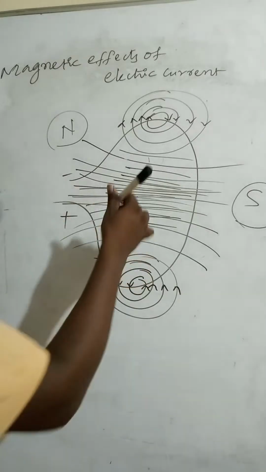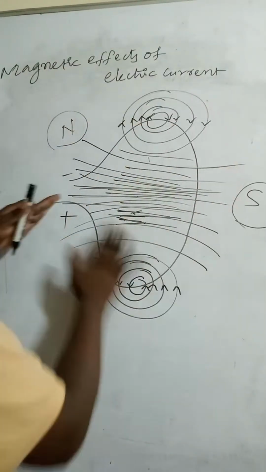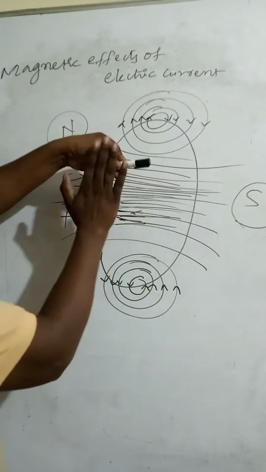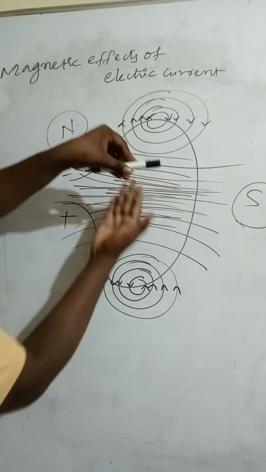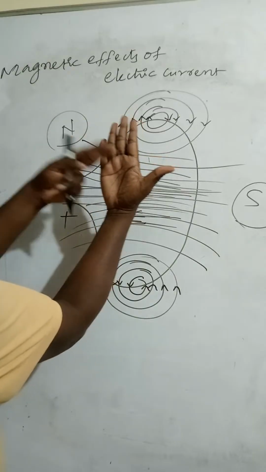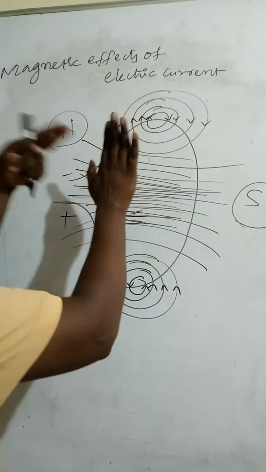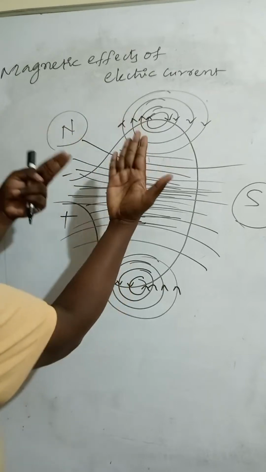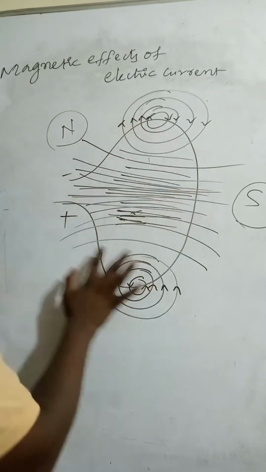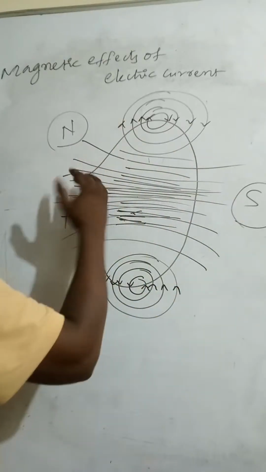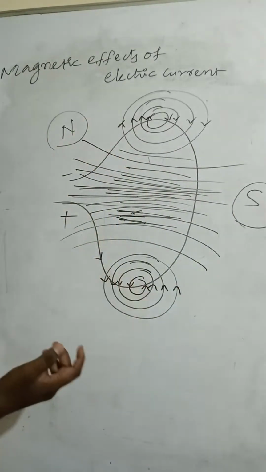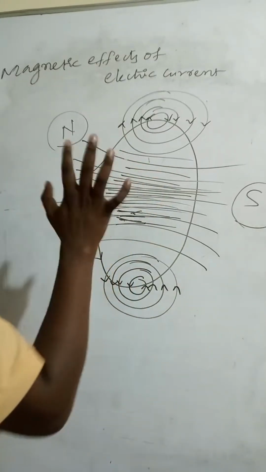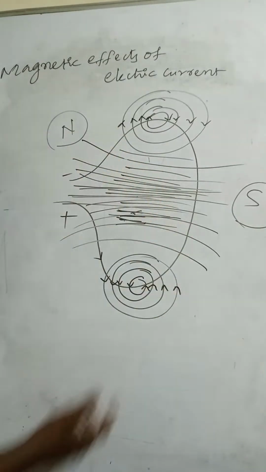So here I'm considering this loop as one phase. This is one phase, and on the other side, the back side, another phase is there. So for this loop, this side is one phase and the other side is another phase. One side will act as one pole, and the other side will be a different pole.